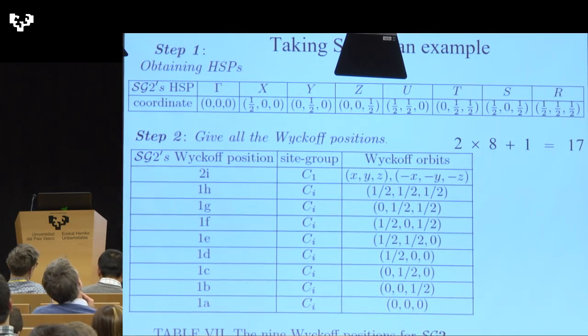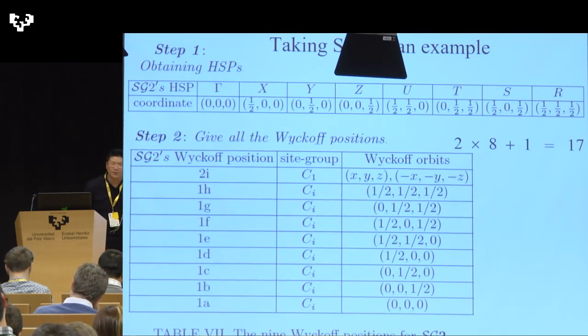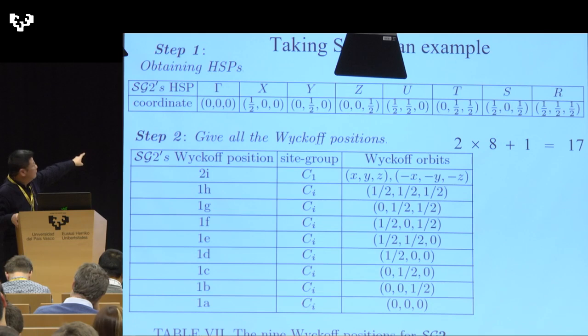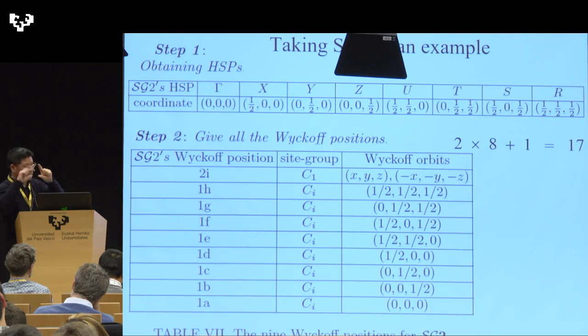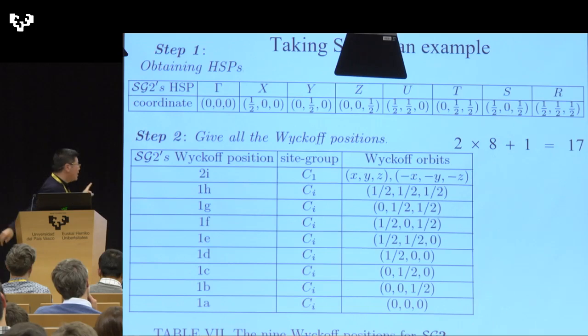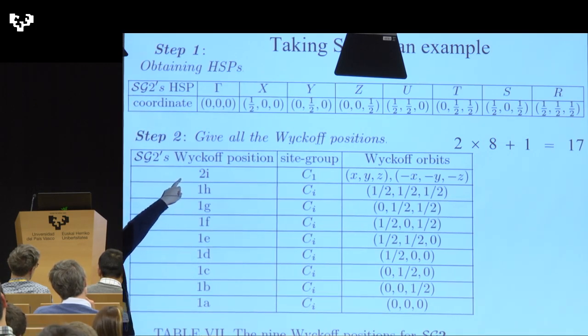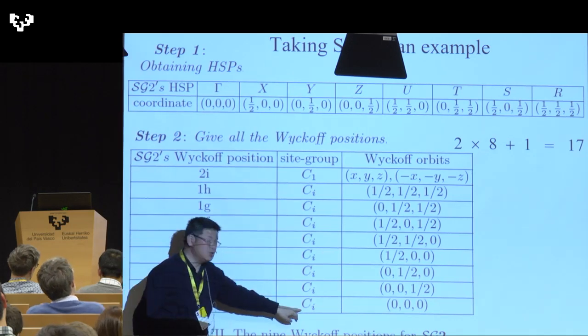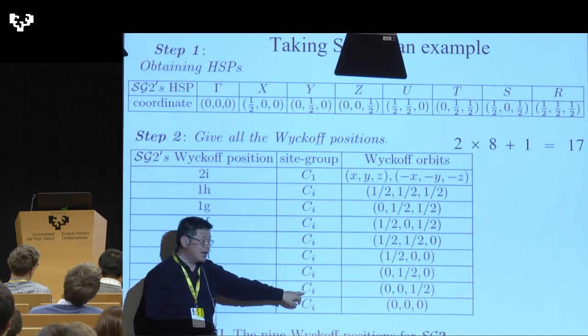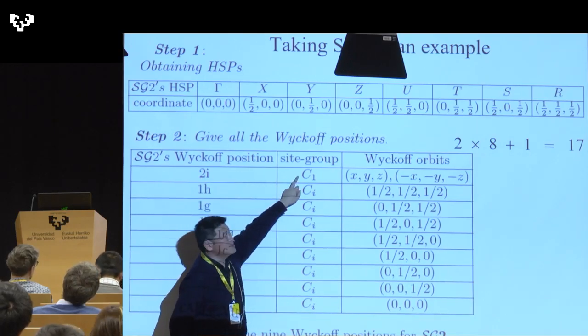Okay, let me tell you how I can do this one. Step 1 is how many high symmetry points we have. For space group 2, we have 8 high symmetry points. From a book, a symmetry book, which is a very big book, they will show you the positions in the Brillouin zone, the high symmetry points, and how many Wyckoff positions they have, which is 8. They are here: 1a, 1b, 1c, 1d, and 2i. The 1a site symmetry is Ci, the 1b site symmetry is Ci, and the 2i site symmetry is C1.